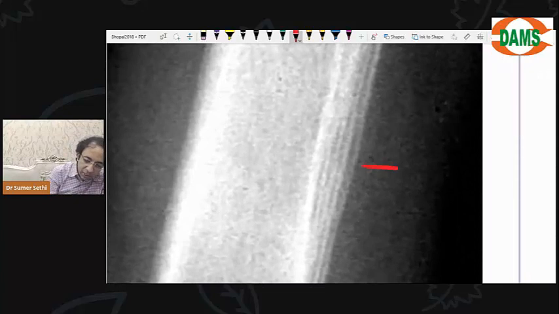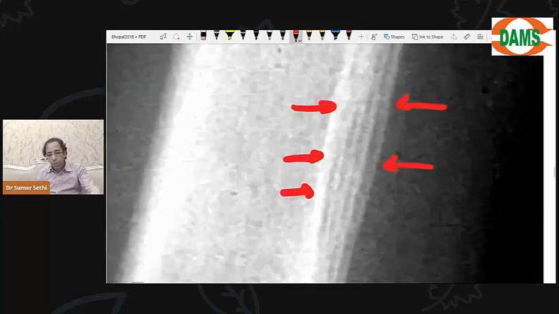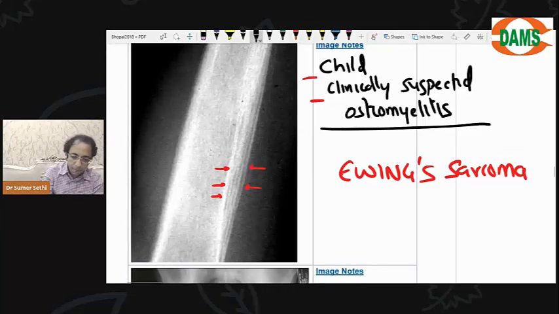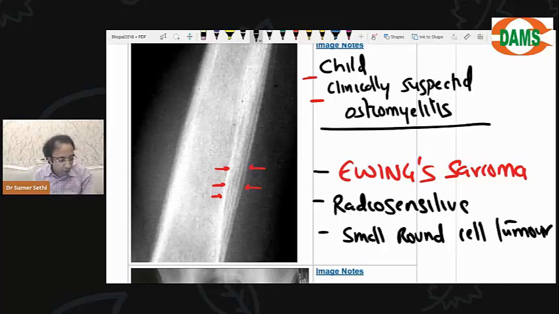Now when I look at this X-ray I can see the basic principles coming in front of me. Can you see? Now I can see this alternate lucent and periosteal shell of bone, like a multilamellar onion peel appearance. No, this is not osteomyelitis. This is Ewing sarcoma. Remember Ewing sarcoma? Radiosensitive. Remember? Small round cell tumor, small blue round cell tumor. So this is Ewing sarcoma.